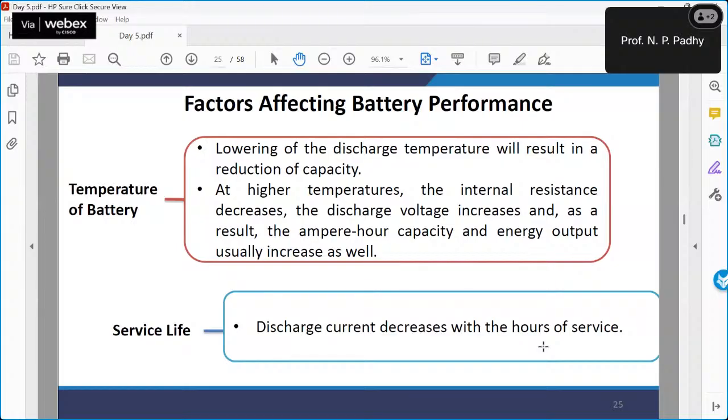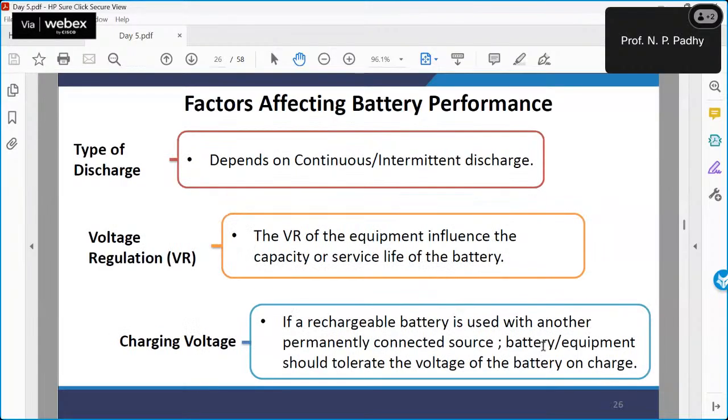And energy output usually increases as well. But discharge current decreases with the hours of the service. So the service life depends on discharge current. Now, the type of discharge depends on continuous or intermittent discharge. As I told you once during my discussion, normally we have to avoid intermittent charging and discharging.